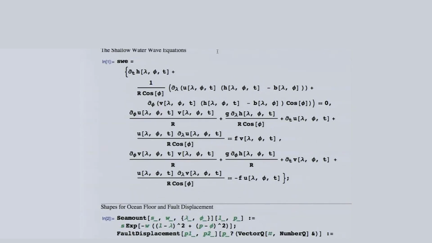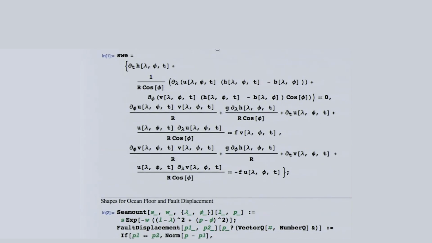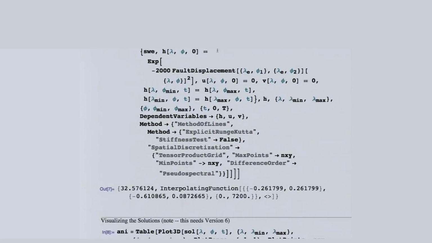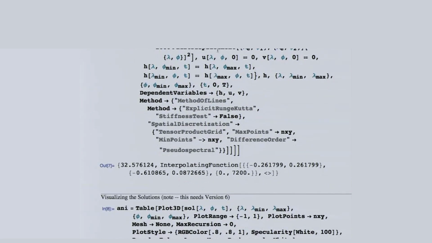So one example that we can now do was this tsunami example, and so we set up the shallow water equations like this. So this is the height of a wave as a function of longitude, latitude, and time. And so we're basically, it's a shallow water approximation. I set up a couple of seamounts as an example. We can solve this equation in 32 seconds.